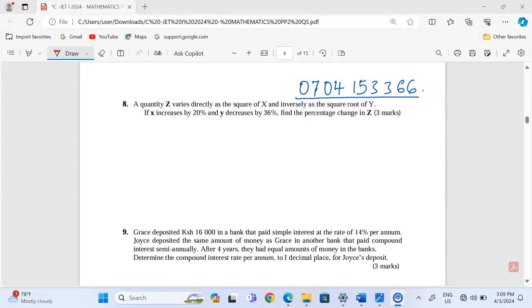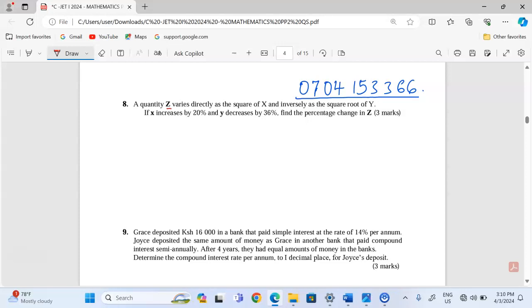We're going to discuss variations. A quantity z varies directly as the square of x and inversely as the square root of y. If x increases by 20% and y decreases by 36%, find the percentage change in z.